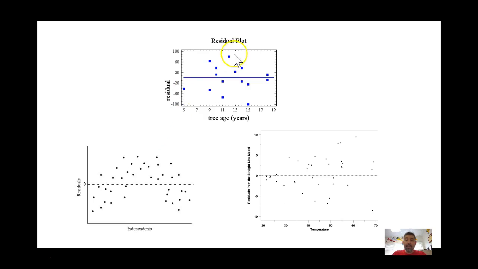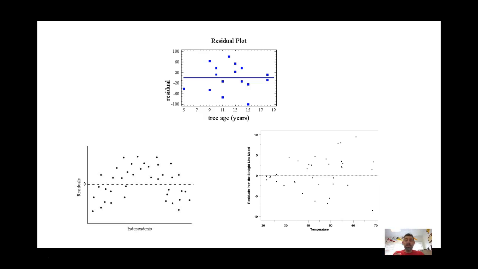So the one I have on the top is a nice looking residual plot. Notice they're randomly scattered. I've got some on top, some on bottom. There's no clear pattern. Whereas this one here in the corner has a clear pattern, right? There's a curve. I can clearly see that there's a parabolic curve in this. That is a curved pattern.